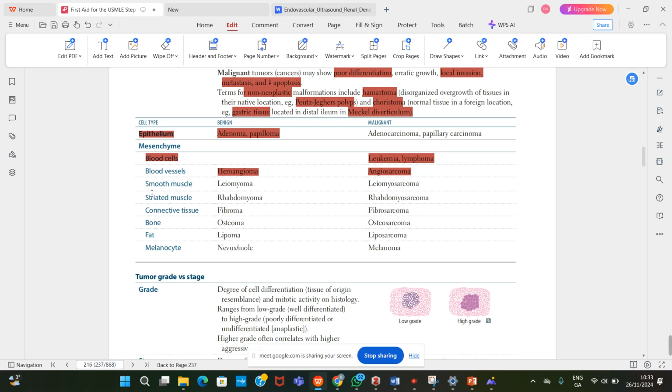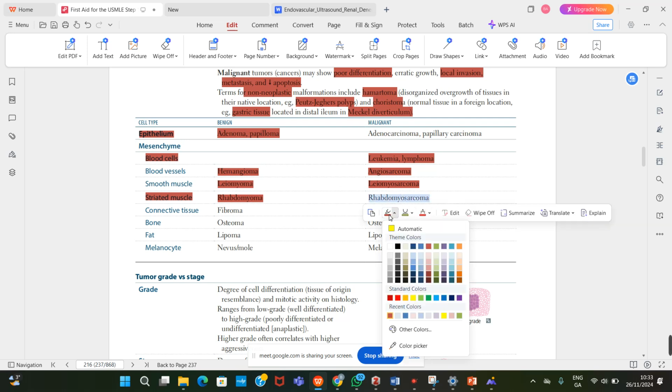So moving on to smooth muscles, the benign one is leiomyoma. Leiomyoma, fibroid, for example. That is smooth muscle of the myometrium. Then the malignant one is leiomyosarcoma. Once you are saying sarcoma or carcinoma at the end of something, you know that that's malignant. So for the striated muscle, like the skeletal muscle, you call that rhabdomyoma. Then for the malignant form, we call that rhabdomyosarcoma.